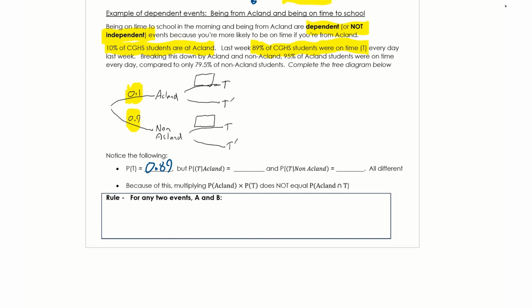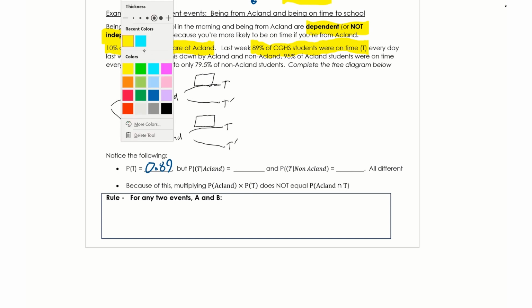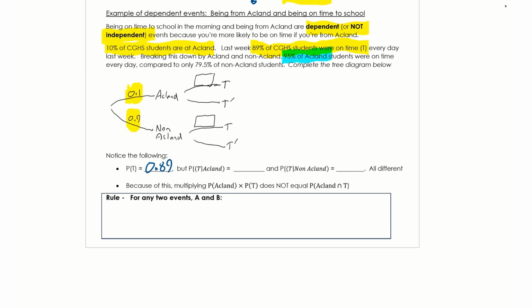Breaking this down by Auckland and non-Auckland, we're told that 95% of Auckland students were on time. So this is going to be 0.95 here, compared to only 79.5% of non-Auckland students. So this is going to be 0.795. Notice how these numbers are different, and that is a way of proving that being from Auckland and being on time are not independent.